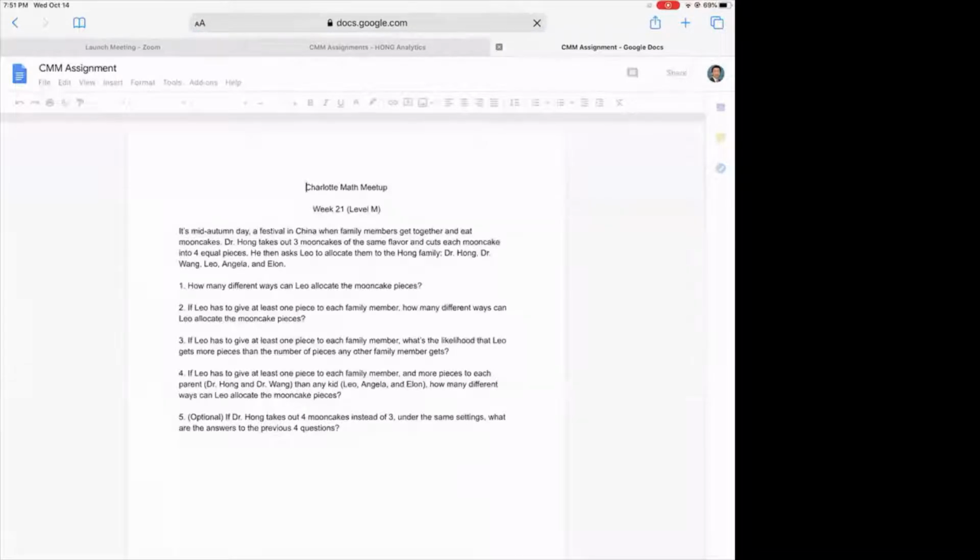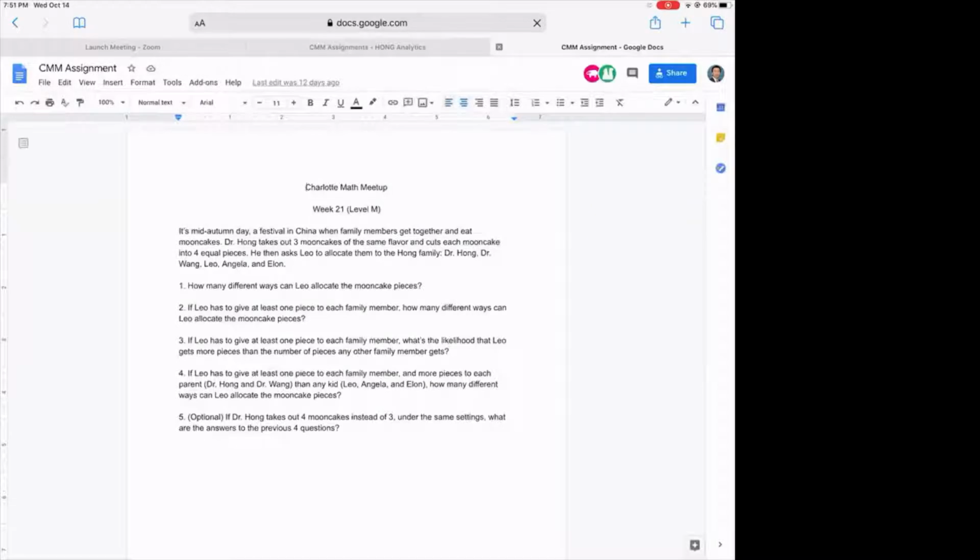All right, so basically it's saying, I'm taking three mooncakes. Well, it's mid-autumn day, it's a Chinese tradition to eat mooncakes. You know, have a family sit together, eat mooncakes, and look at the moon, right? So I took out three mooncakes and I cut it into four equal pieces. And the three mooncakes, they're the same flavor. So we can consider all these 12 pieces, they are the same, okay?